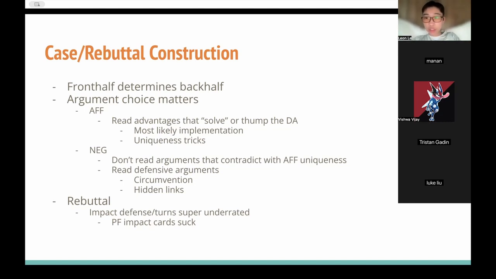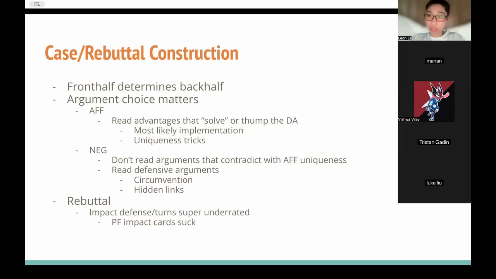But I think that impact turns and defense are super underrated because most PF impact cards are terrible. I've genuinely seen impact cards that say researchers estimate pandemics cause extinction. That is obviously not a warrant, and any warrant that says that pandemics don't cause extinction would immediately zero that impact. So if you run into impacts like this, like pandemics, or democracy, which in my opinion are terrible impacts, you can read impact defense, or just straight up impact turn the argument. Be like, pandemics are good, they solve nuclear war, or democracy is bad because democracy causes conflict, which are some common impact turns.